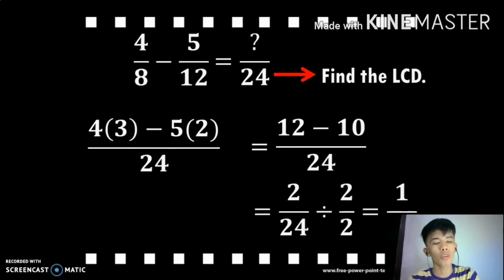And divide both numerator and denominator by 2. The final answer is 1 over 12. So, that is in the simplest form. 1 over 12. Next: 2 over 5 minus 3 over 6.